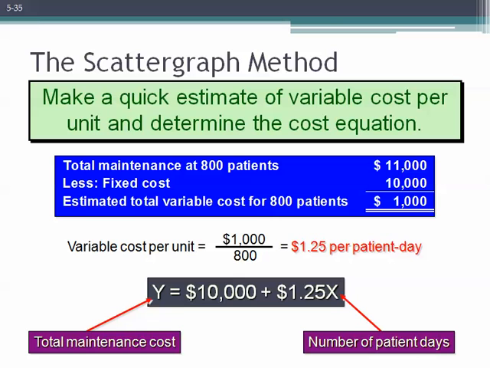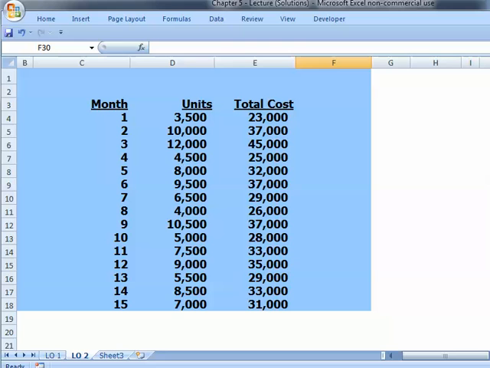So our cost equation then is y equals 10,000 plus 1.25 times x, where y is our total maintenance cost, the 10,000 is our fixed cost, and we add to that our variable cost of $1.25 per patient day multiplied by the number of patient days. Let's look and see how we might do that using Excel.